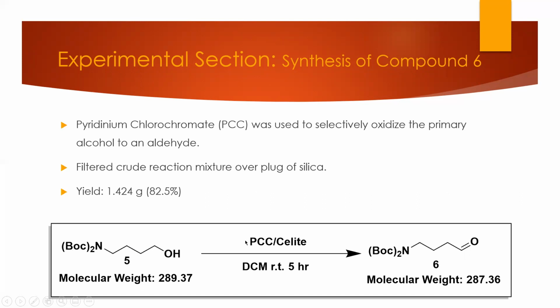Again, this reaction undergoes a quick conversion. It is near quantitative, due to the polarity of the starting material relative to the crude reaction mixture. A simple filtration through a plug of silica yields the final product, in our case 1.424 grams at 82.5%.